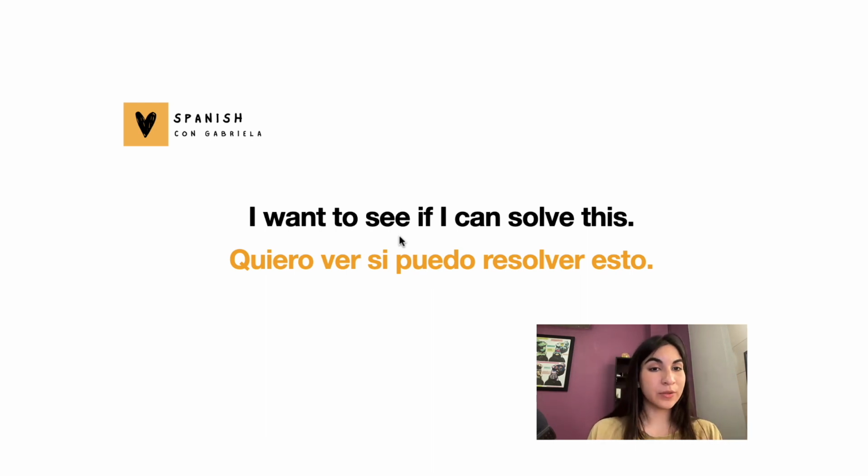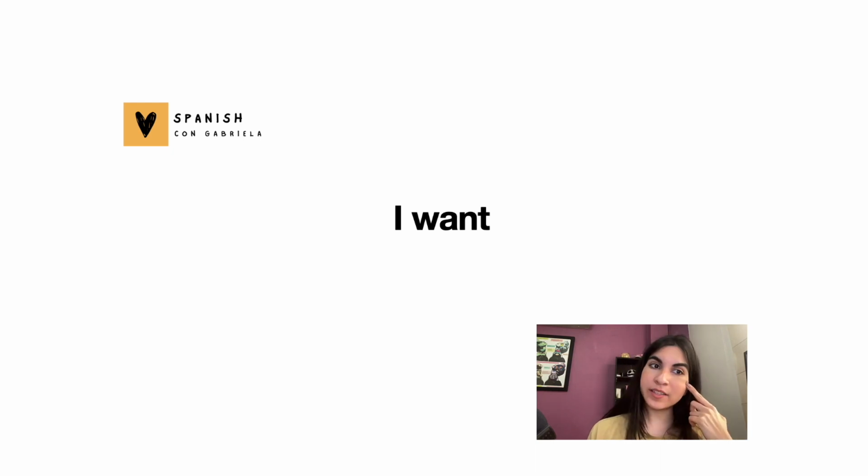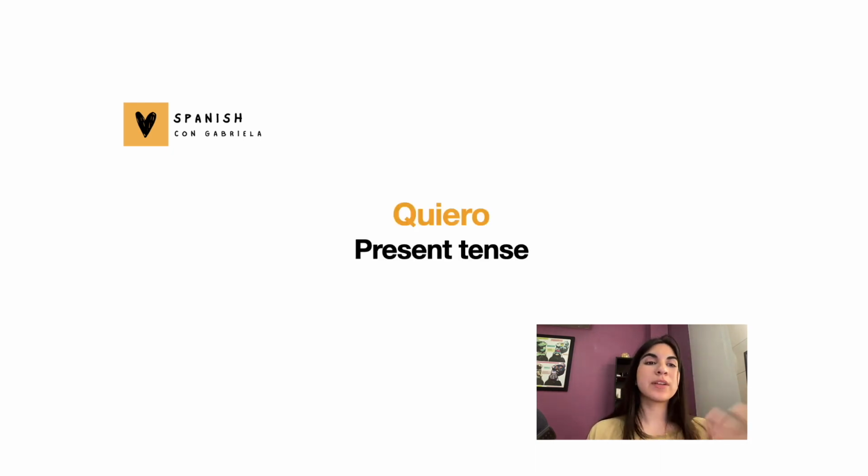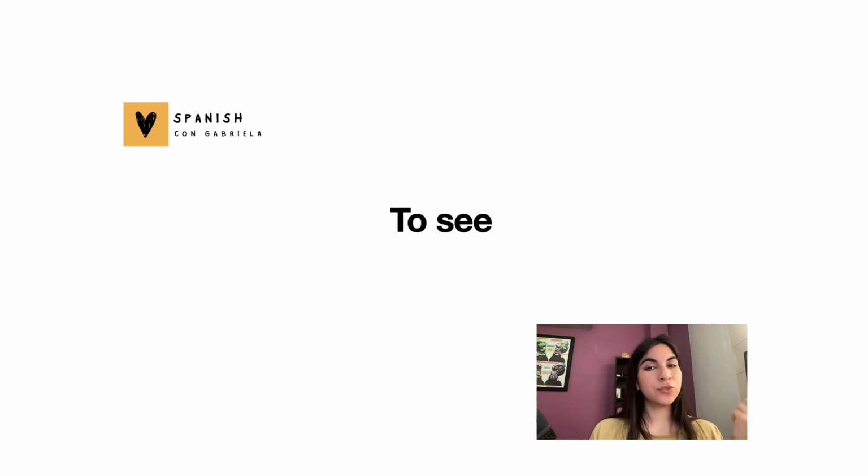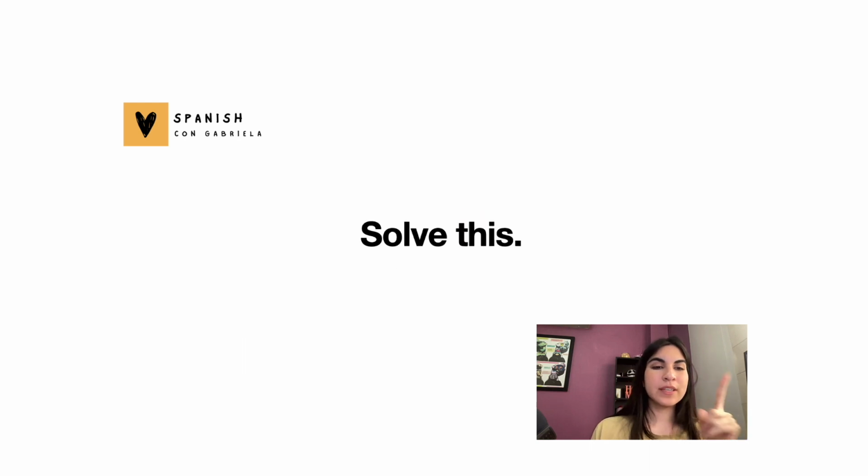So now let's try to break down the whole sentence, and let's start with I want. This in Spanish would be quiero, which is in the present tense. The next verb is to see. We already know how to use this, it is ver. Now, how do you say if in Spanish? And this is a really important word because we use it all the time, especially to talk about conditional tenses. Alright, so how do you say if in Spanish? Sí. So now, how do you say I can? And we already saw this verb in a previous video. The way we say this in Spanish is puedo, which is in the present tense. And the last part of our sentence would be solve this. This would be resolver esto.